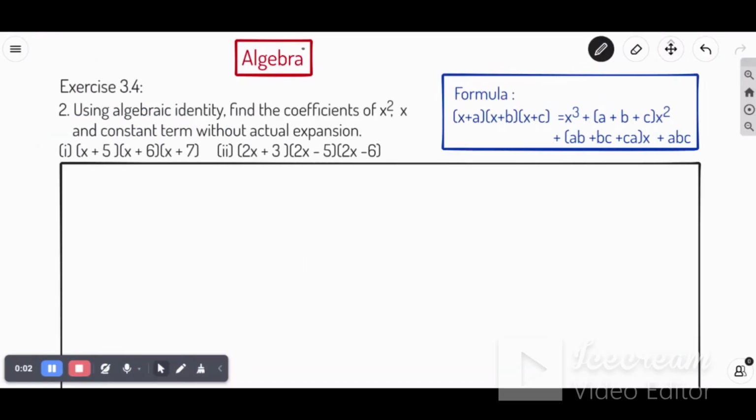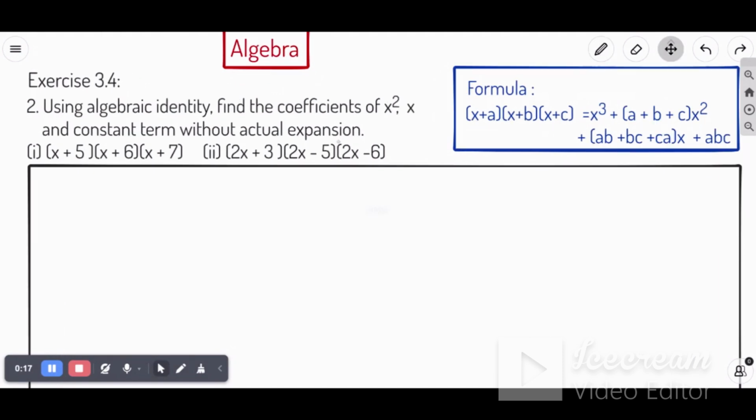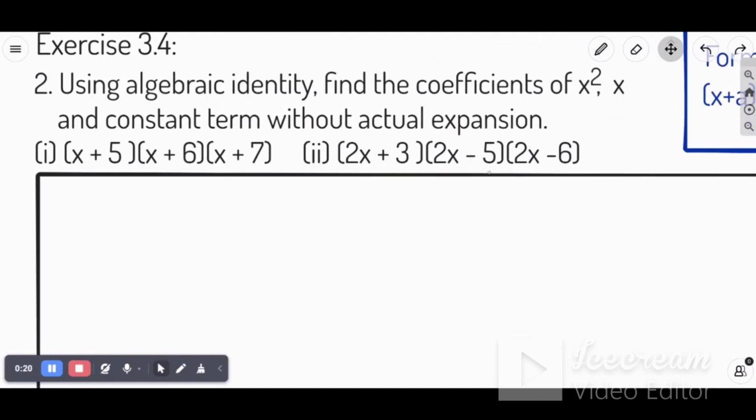Hi everyone. Let us start with algebra exercise 3.4 and question number 2. Using algebraic identity, find the coefficient of x square, x and constant term without actual expansion. There is only one thing we have to see here: the phrase "without actual expansion". If you want to find the coefficient of x square, what is a coefficient? Whatever is remaining along with x square, like 5 in 5x square or 5y, is the coefficient of x square.